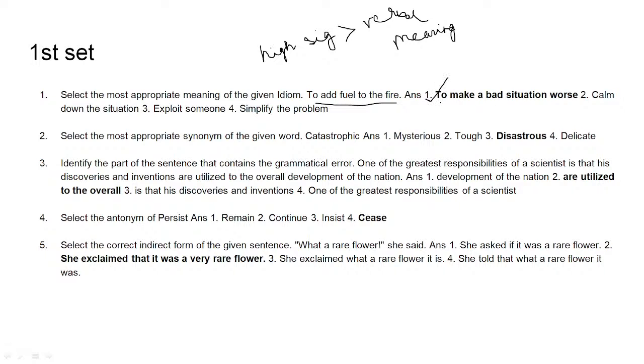That is to make a bad situation worse, because a bad situation here is being compared to the fire, right? Bad situation is equal to the fire, and we are adding fuel to it. That means we are deteriorating the fire. So that means a bad situation is getting worse. That means it is turning even more bad. So that is the answer.